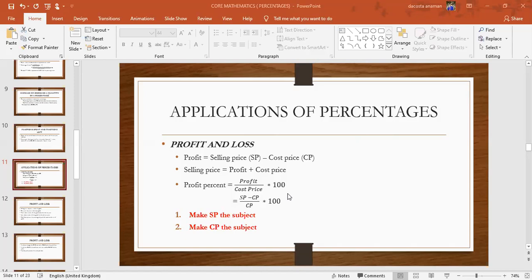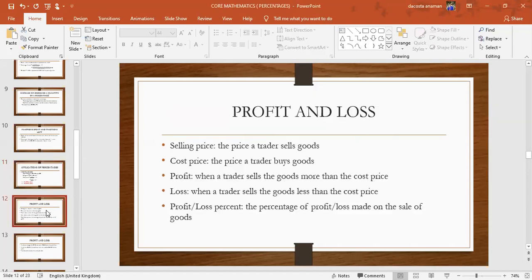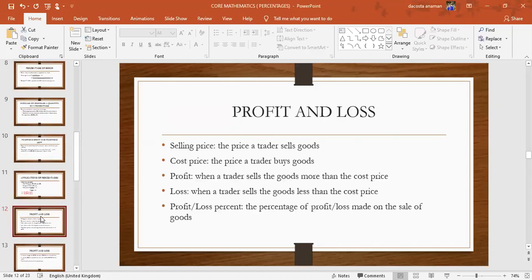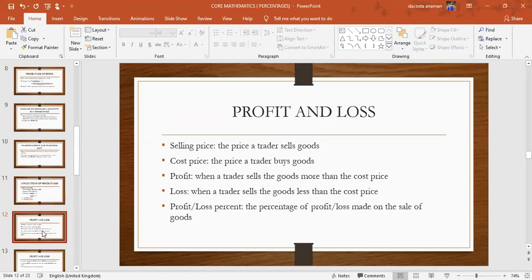Okay, good. So let's start with profit and loss. Today we have a lot to do. Maybe we'll not be able to finish. We will continue next week. So let's start with profit and loss. Okay. So in profit and loss, there are some terminologies that you have to understand. And we will start with those terminologies.